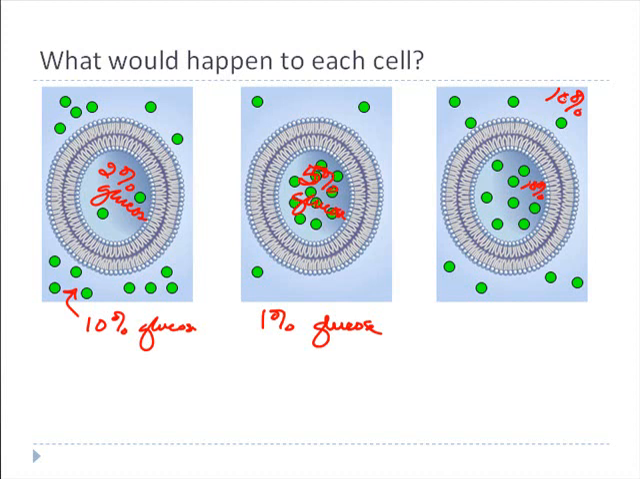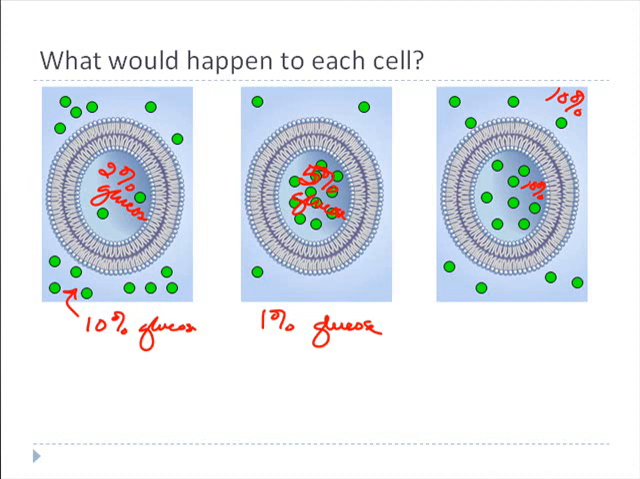Now, what I'd like for you to do is take a few minutes and actually draw yourself a picture and figure out in each of these scenarios what's going to happen with the cell. Hit pause right now on your recorder. Go ahead and do that. And then when you think you have the answers to all three scenarios, go ahead and hit play and check to see if you're right. Okay, so let's see how you did.